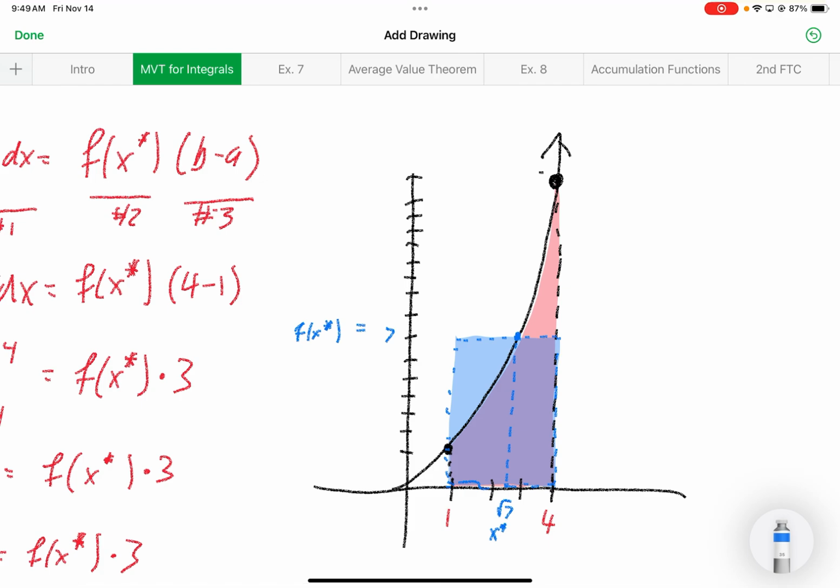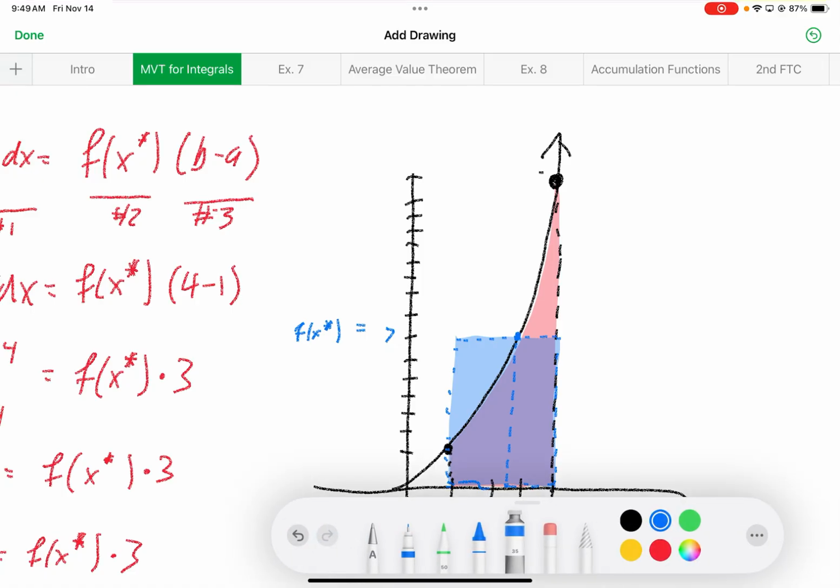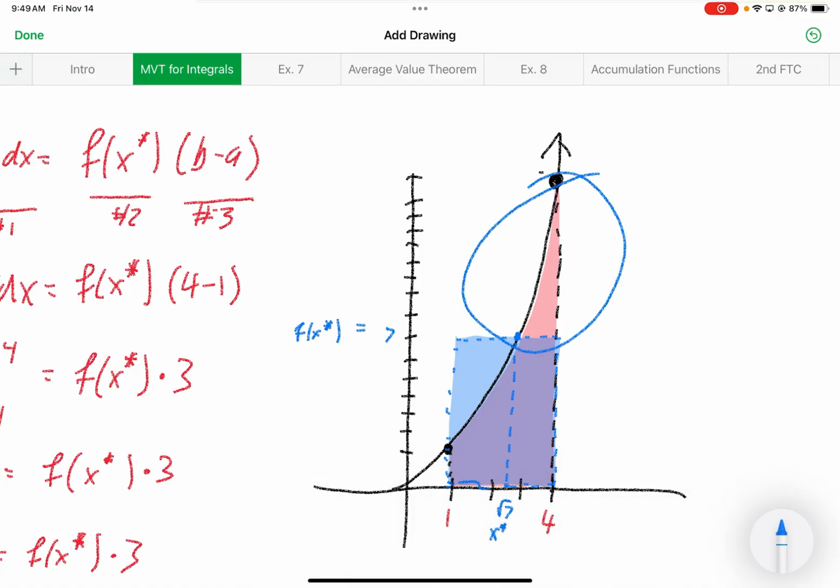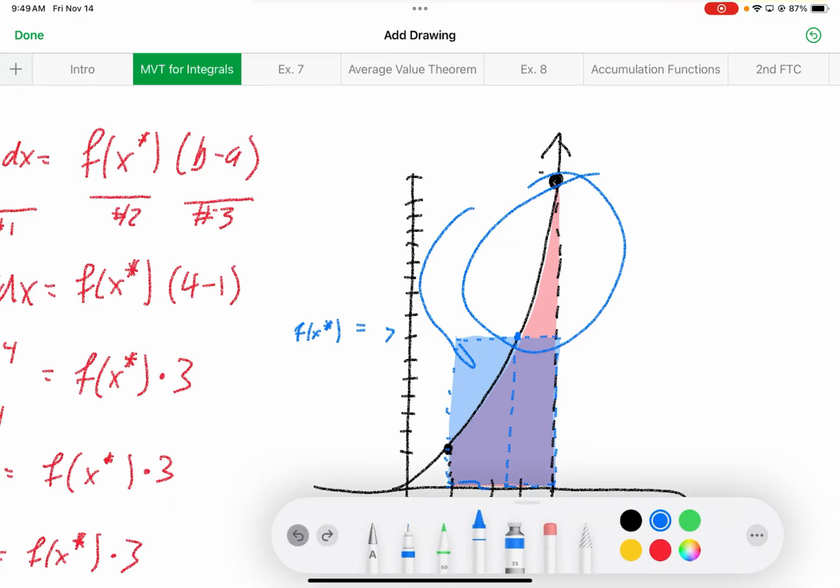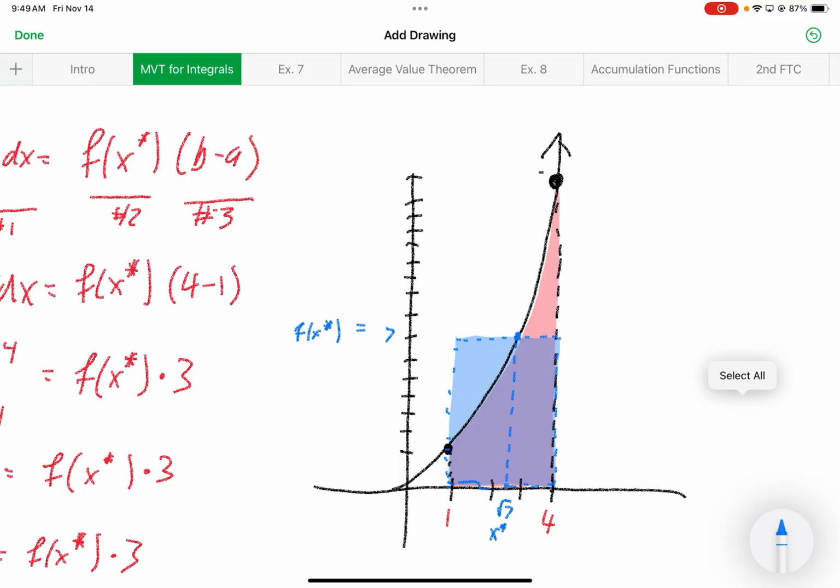Does that seem like it would be feasible? If you look at the area of the rectangle, there's some overestimation and some underestimation, right? So I could say, if I cut this top part off, like up here, that part, and then I put it where that overestimation is, it probably fills that out, okay? So that's what this theorem is saying.